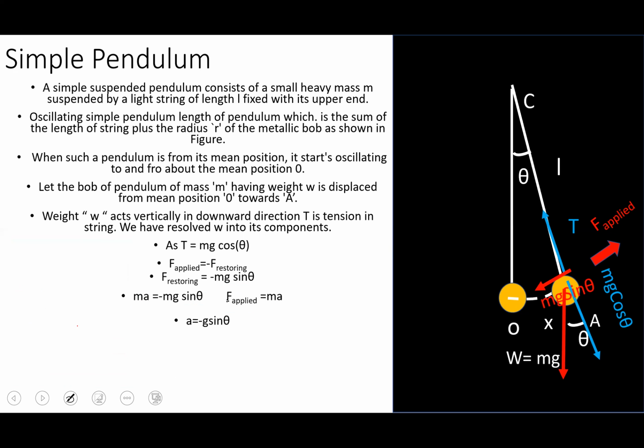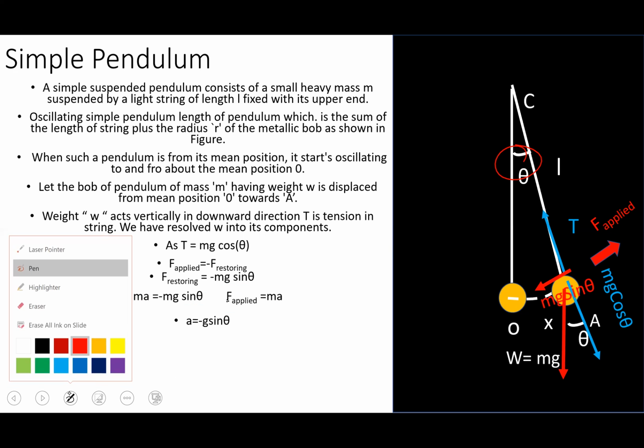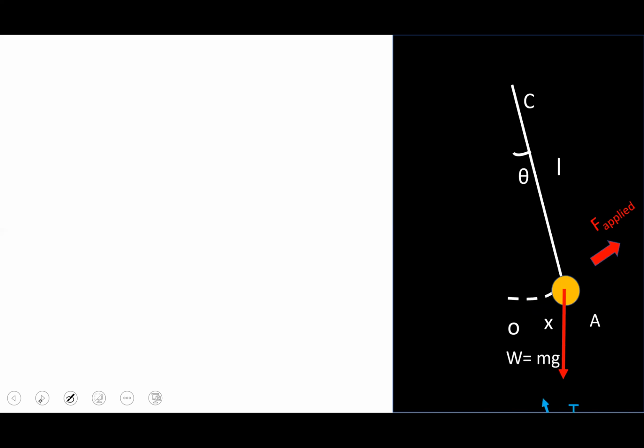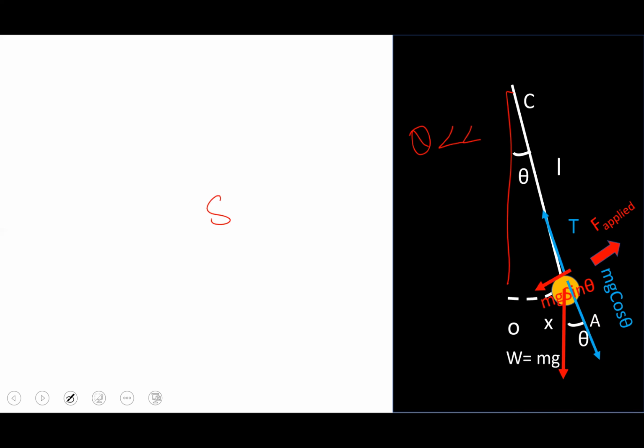Now, if we consider this theta to be very, very small, what happens then? The pendulum basically vibrates much more with a larger angle, but if we consider the angle to be very, very small, then sin theta will be approximately equal to the angle theta.